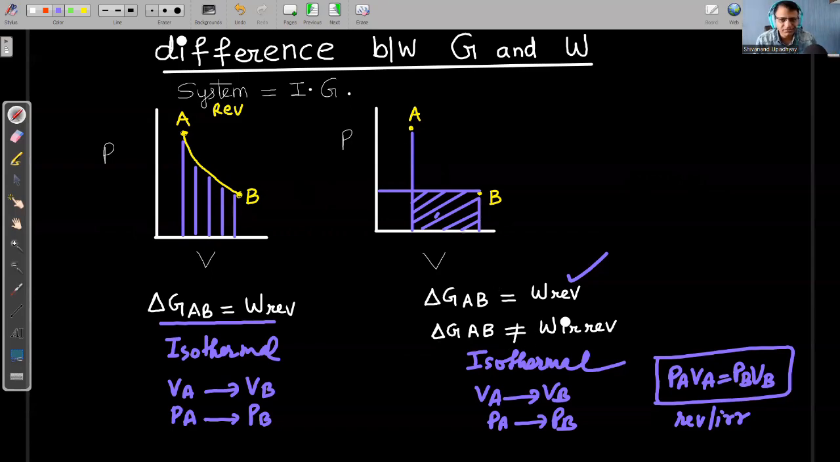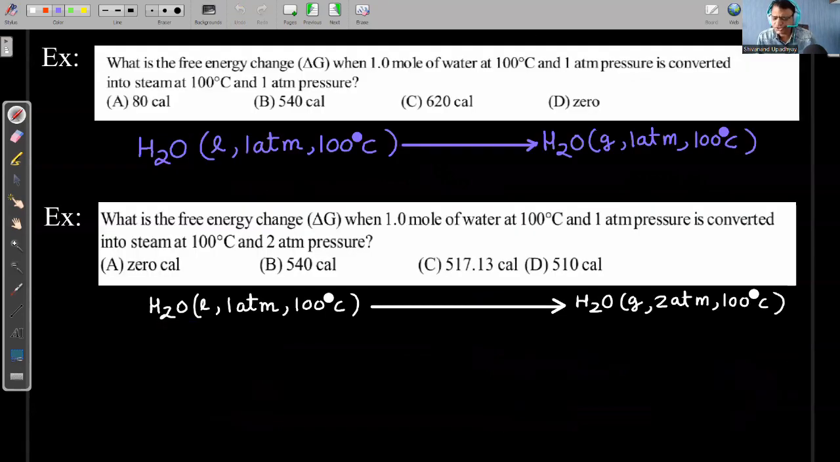When the process is reversible for an isothermal process by an ideal gas, delta G is equal to work reversible, but delta G is not equal to work irreversible. So work is a path variable, Gibbs free energy is a state variable. A few very simple questions regarding Gibbs free energy are very common in exams. Let me read the first question.